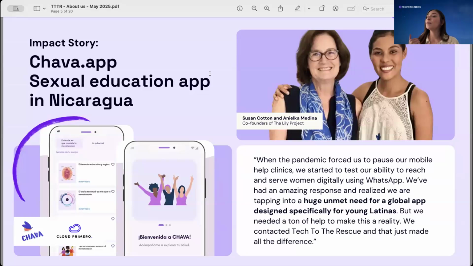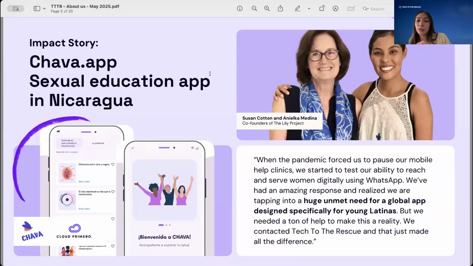This meant that she needed buses, volunteers, money. And at some point, it got too expensive for her to reach all of the population that she wanted to reach. So that's when Tech to the Rescue came. They requested an app that they could use to do what they were doing in person, but online. So now you have the Chava app, which is used by hundreds of thousands of women in all of Central America. In there they have lessons, classes and programs about sexual and reproductive health, and also information about how to spot cervical cancer.